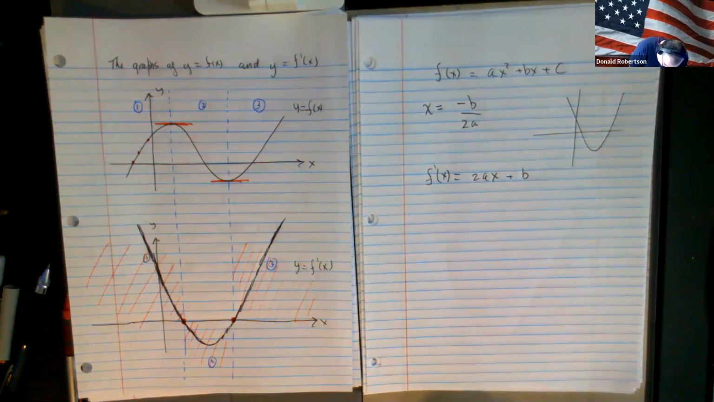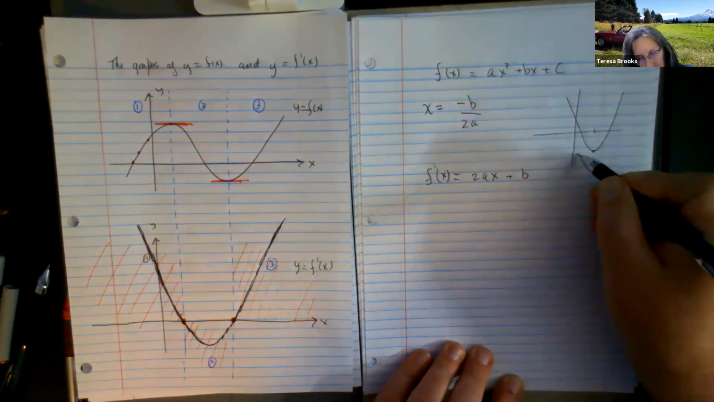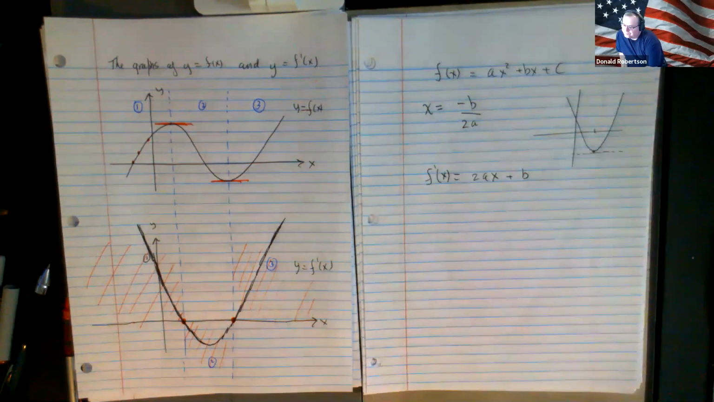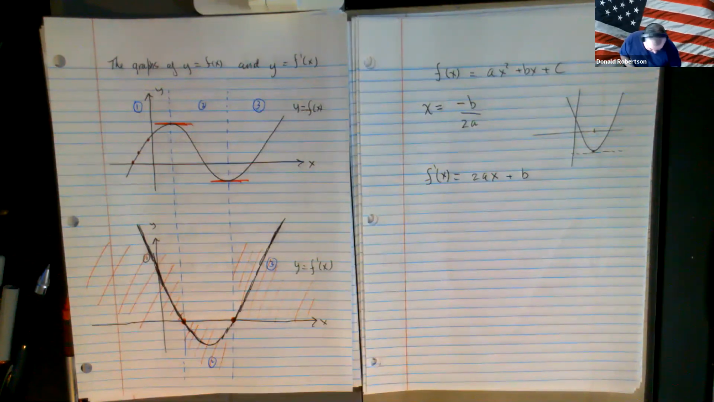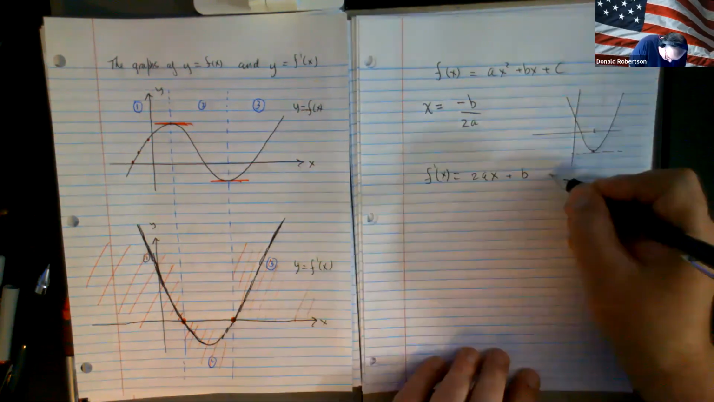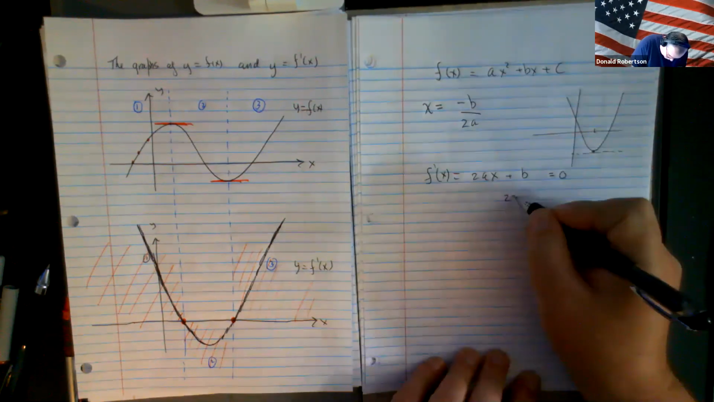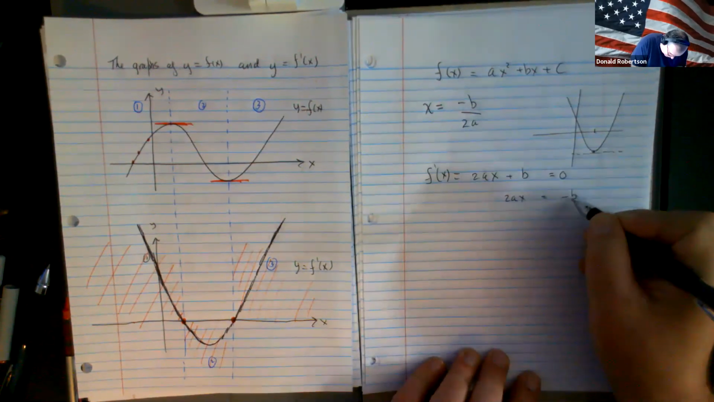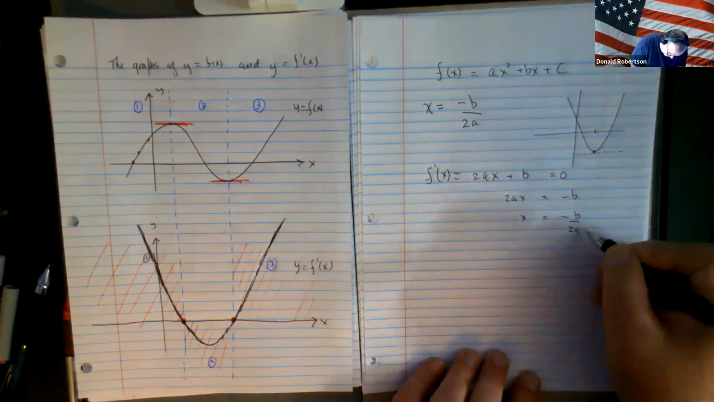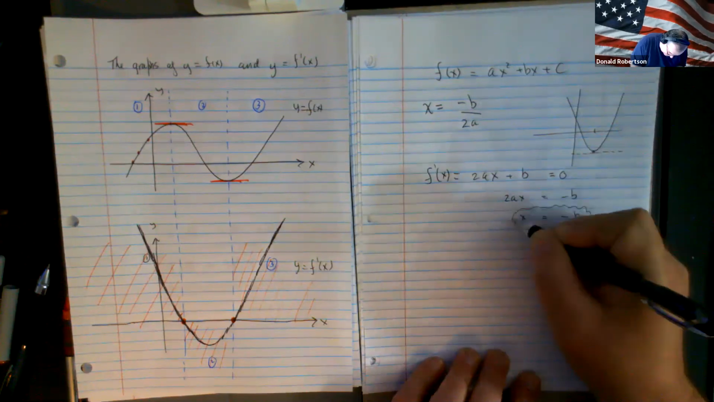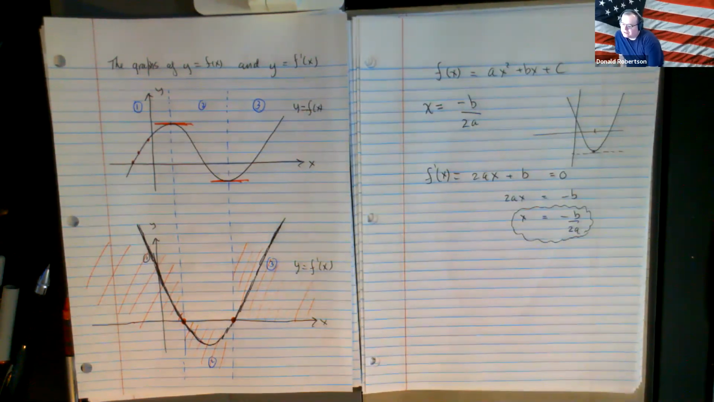Now, at that vertex, which is there, right, isn't the tangent line 0? Great. So this will equal 0 at the vertex. If you subtract b from both sides, and then you divide both sides by 2a, you get the x coordinate of the vertex.